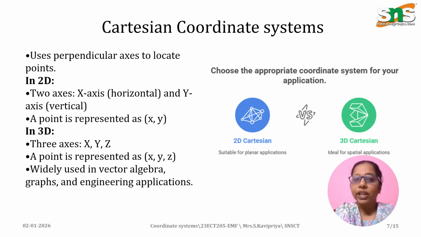First is the Cartesian coordinate system. It can be in 2D or 3D. In 2D, you will have only the x-axis and y-axis. X is horizontal and y is vertical. A point can be represented as (x, y). Whereas in the case of 3D, you will have three axes x, y and z. The point is represented as (x, y, z). This 3D Cartesian coordinate system is widely used in vector algebra, graphs and engineering applications.